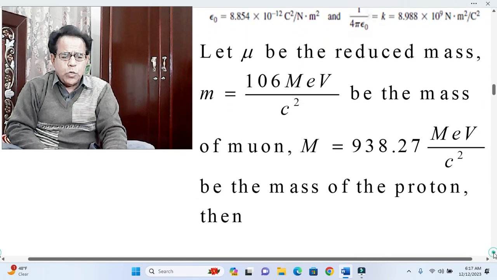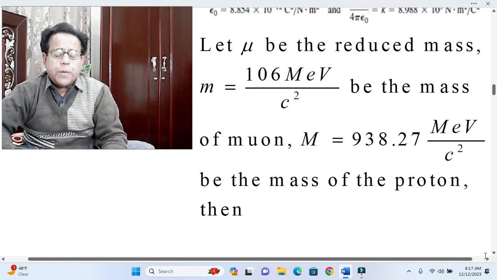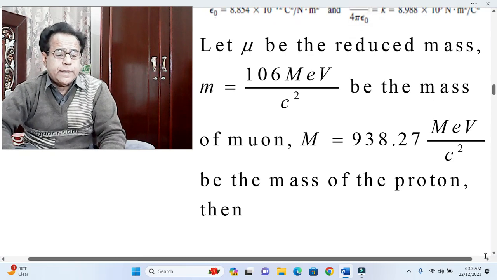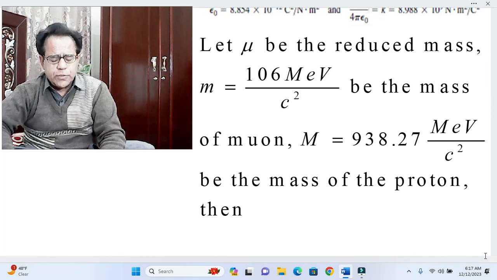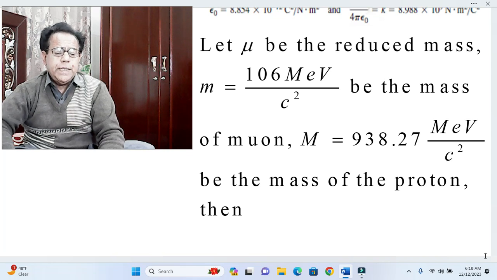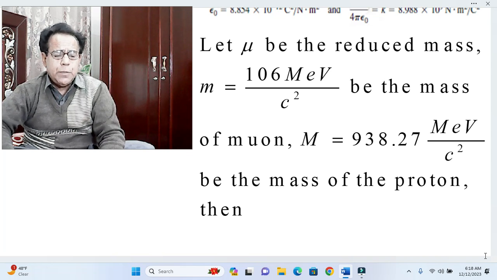Now, dear students, we are going to start our solution in a regular, formal manner. The above snapshots were just to facilitate us. So now let us start the solution of the problem. Let mu be the reduced mass, while small m be the mass of the muon, which has been provided in the statement as 106 million electron volt over c squared, and capital M equal to 938.27 million electron volt over c squared, be the mass of the proton.